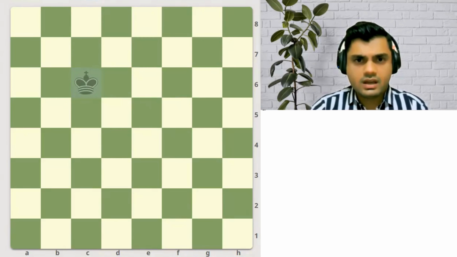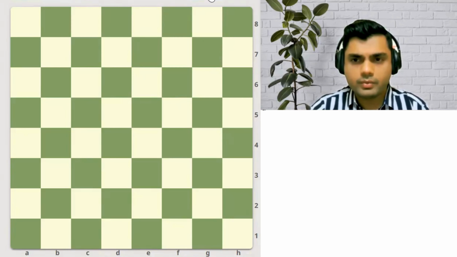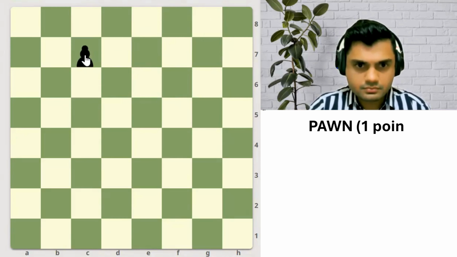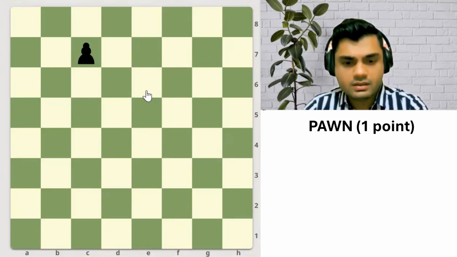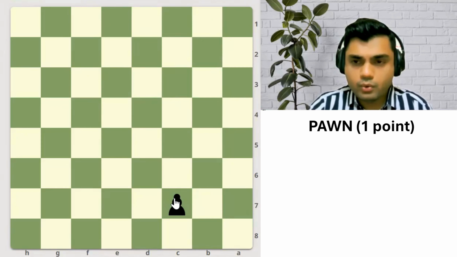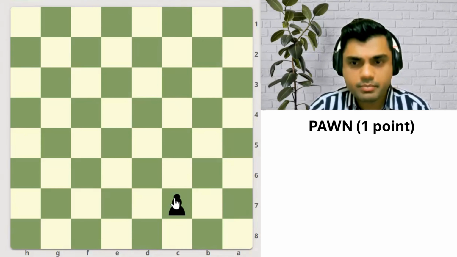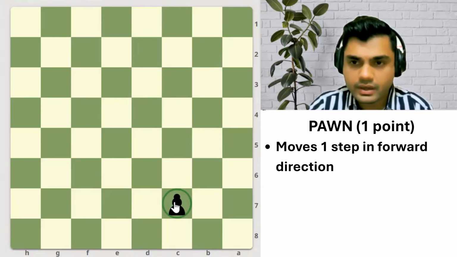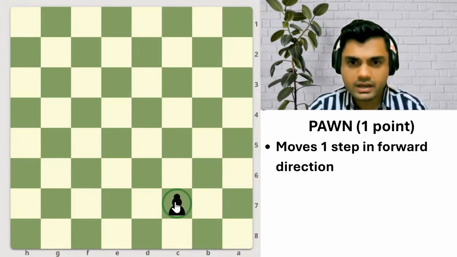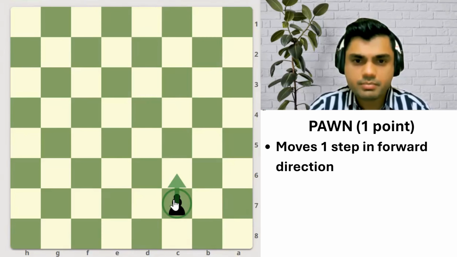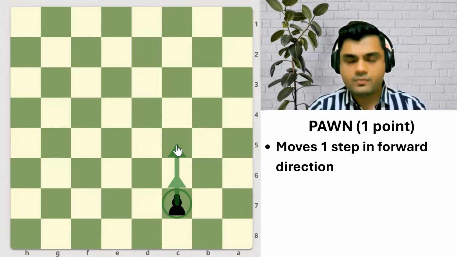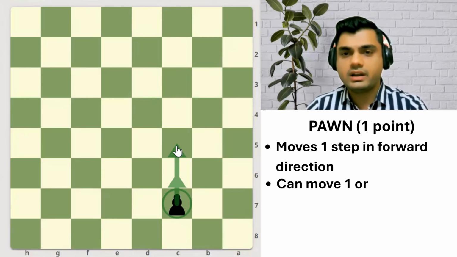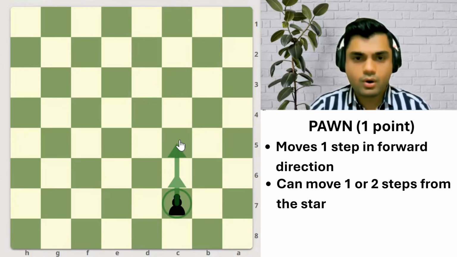Now let's come on to the pawn movement. The pawn moves one step in forward direction. Now here the thing is, if the pawn is in the starting square, it can either move one step or two steps.